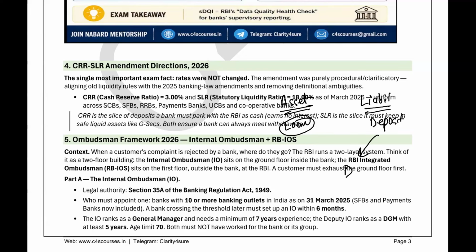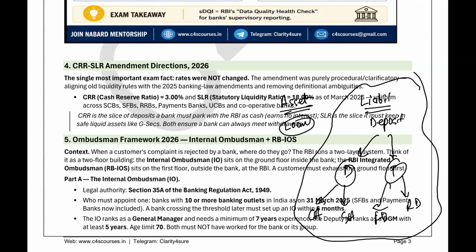So there are two kinds of deposit. One is demand deposit, the other is time deposit. Demand deposits are current account and savings account. Time deposits are FD and RD. Is everyone getting my point? What I'm trying to say is that these kinds of deposits are a liability to the bank, right? So of this liability, whatever the deposit, a certain percentage you have to keep. That is CRR. Are you getting my point?